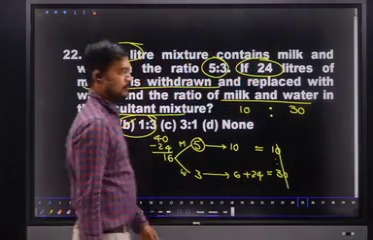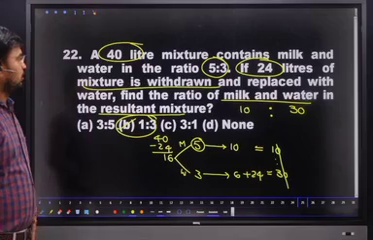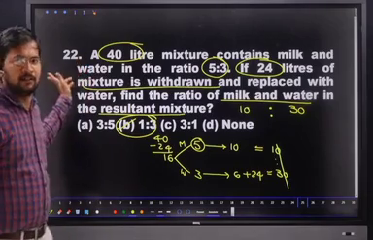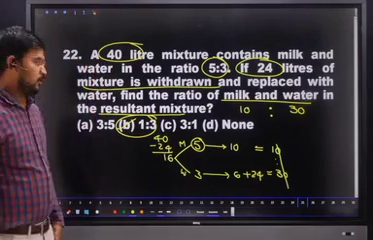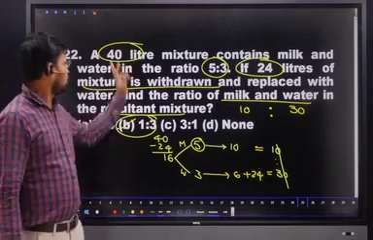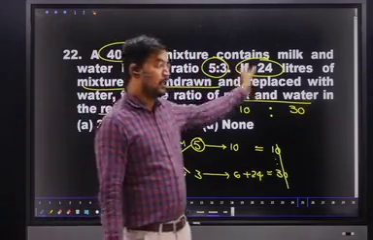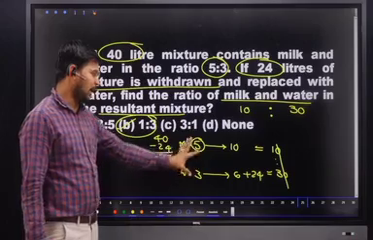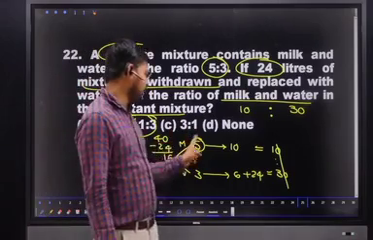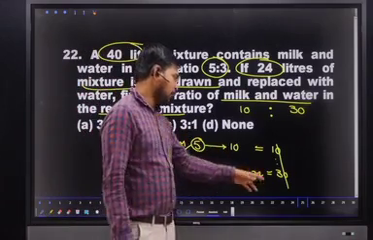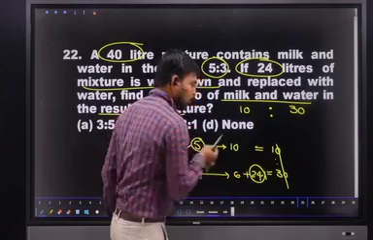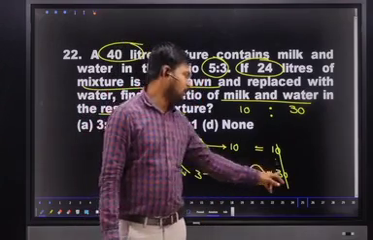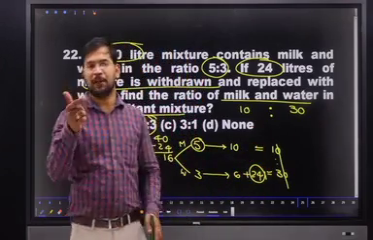Just to make a note, Amma. I think we have already done a similar problem, I think the 8th problem. Out of 40 liters, 24 liters of mixture is withdrawn. That is the reason the remaining is 16. 16 in 5:3, 8 parts, each part is 2 liters. Milk is 10 liters, water is 6 liters. You are adding water, total 30 liters of water, 10 liters of milk. Ratio is 1:3.